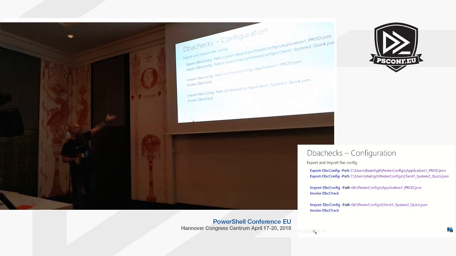And then, obviously, if we want to do the client one system two quick, because client one system two's manager is shouting, saying it's all broken, it's all broken, import it, invoke it. We've got some quick results to know what's happening. You can do it from any machine. Any machine, yeah. Anywhere.